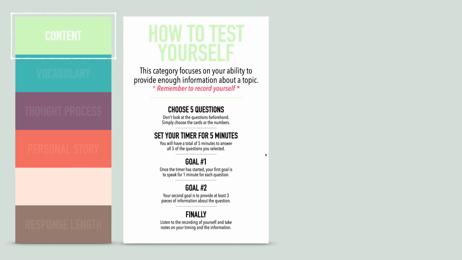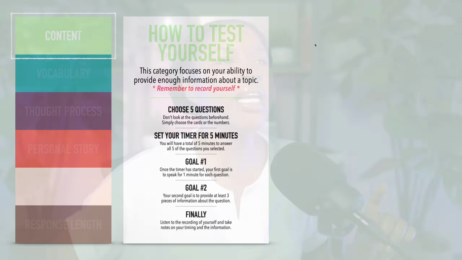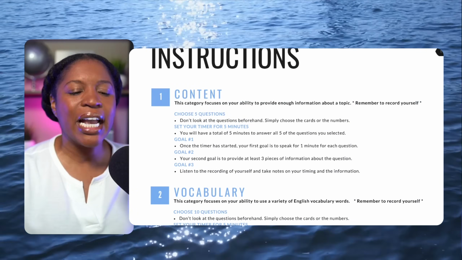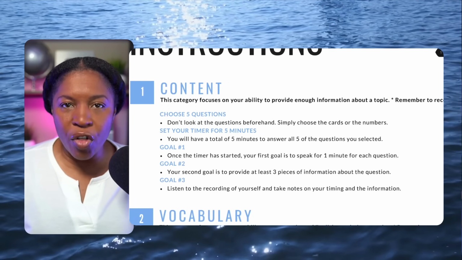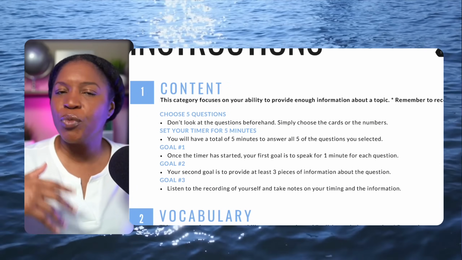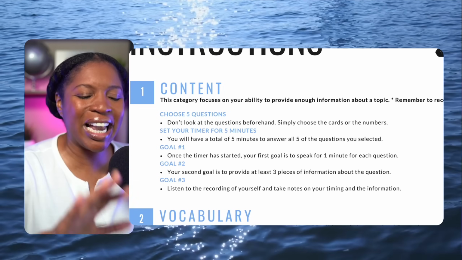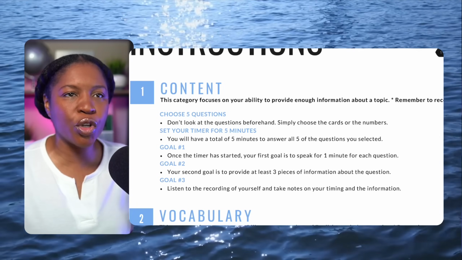Your first goal is once the timer has started, you want to speak for 1 minute about each question. 1 minute for each question. You have a total of 5 minutes, but 1 minute for each question. Again, don't worry. Everything that I'm saying is written literally on the PDF. If you print it out or if you use the digital version, you'll see everything that I'm saying, all right? So don't worry. So your first goal is to speak for 1 minute for each question.